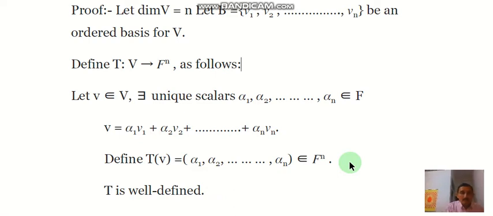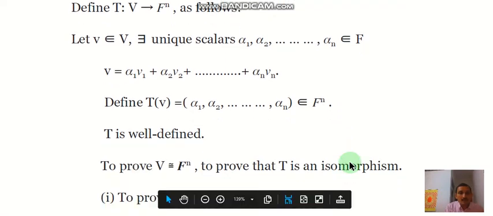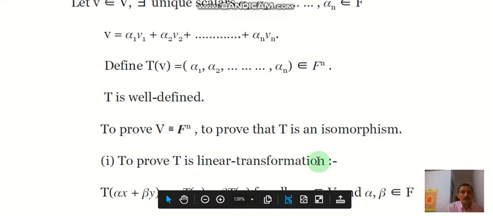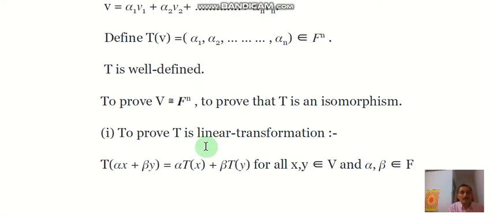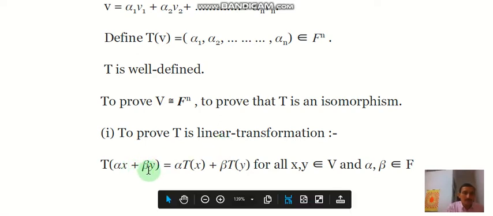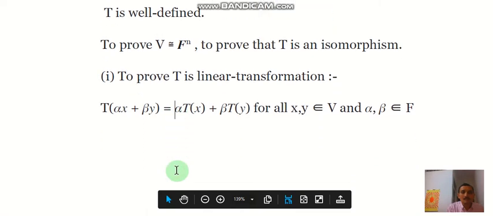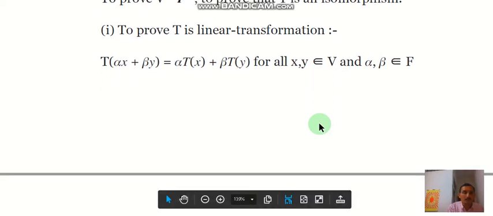Then it is easy to see that this T is well defined, and to prove that V is isomorphic to Fn, we prove that T is an isomorphism. If this mapping is an isomorphism, then V is isomorphic to Fn. So for the isomorphism there are three conditions. The first one is to prove T is a linear transformation, that is T(alpha x plus beta y) equals alpha T(x) plus beta T(y) for all x, y belonging to V and alpha, beta belonging to F.